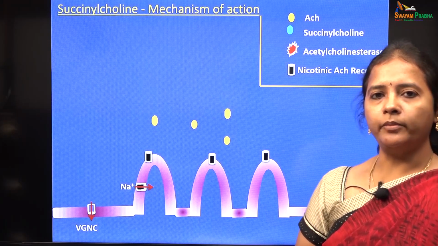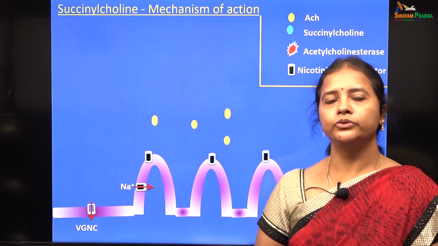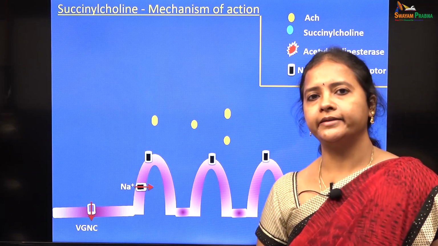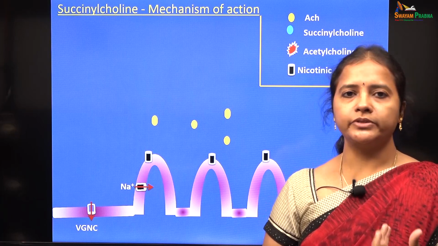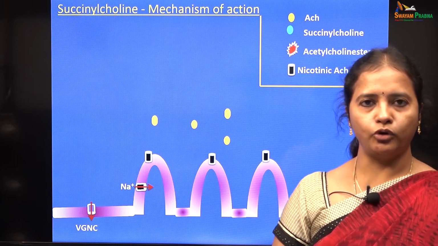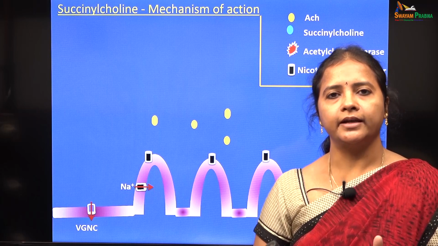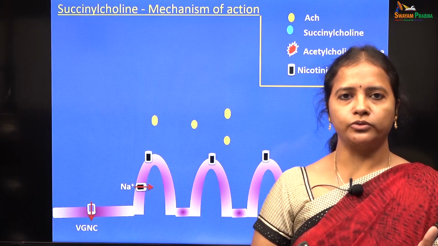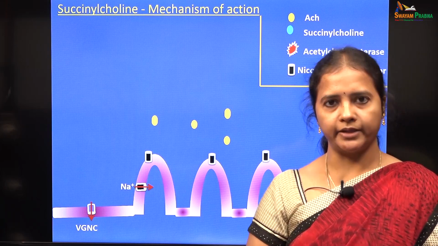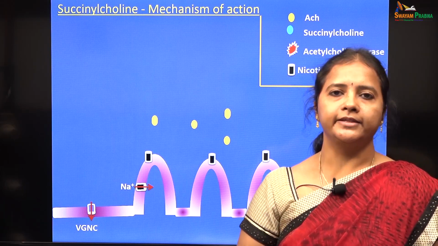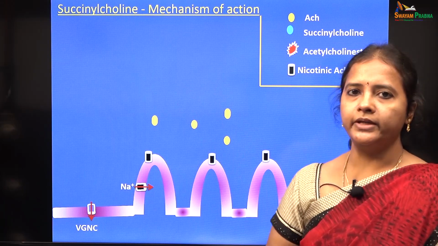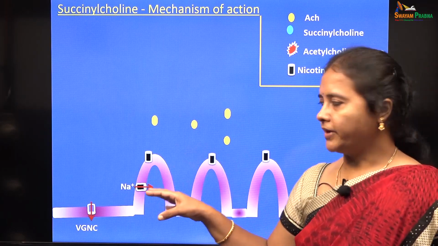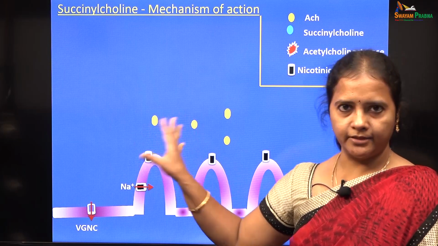Succinylcholine is a very commonly used drug for muscle relaxation during surgery, and it is very short acting. Once administered, it produces muscle relaxation within 2 to 4 minutes, and the relaxation continues for 10 minutes. Wherever a short period of muscle relaxation is required, like endotracheal intubation or a short surgical procedure, succinylcholine is the drug of choice. Succinylcholine by mechanism of action resembles acetylcholine.